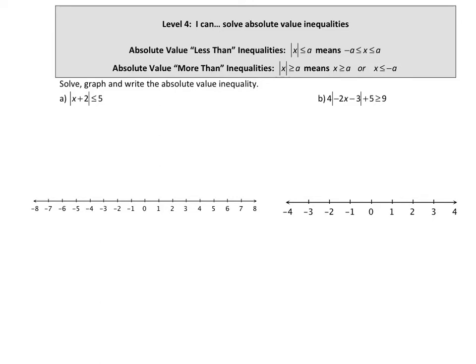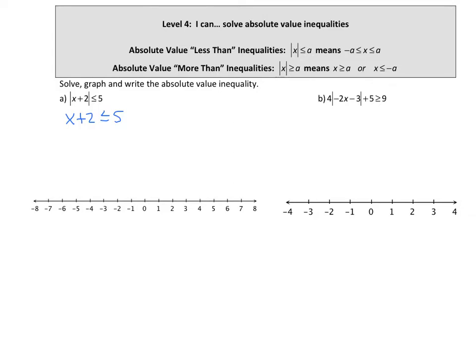In example A, the absolute value is already isolated, so I don't have to get it by itself. And then what I'm going to do is split it into two equations. The first side is going to be x plus 2 is less than or equal to 5. So I just keep it exactly the same in the positive case.